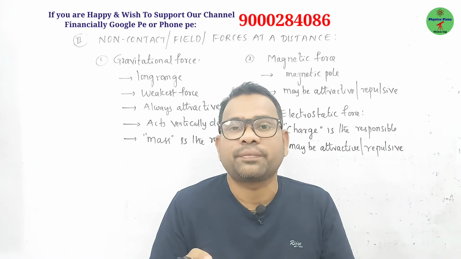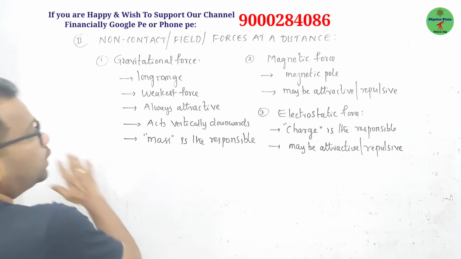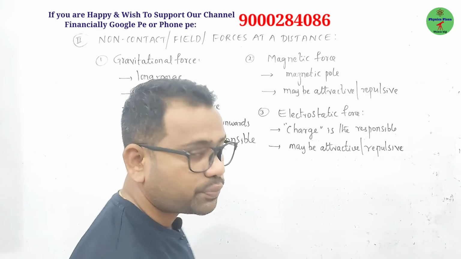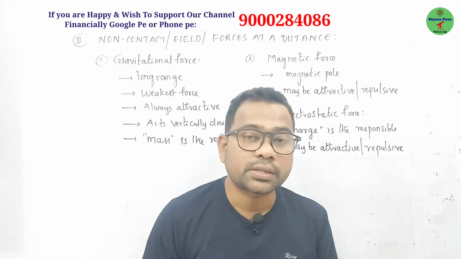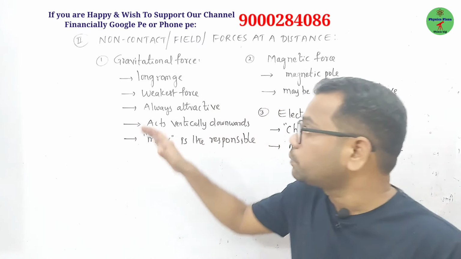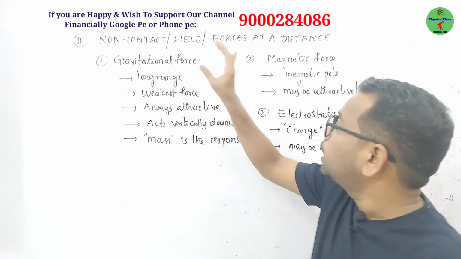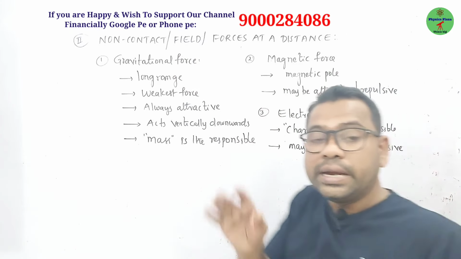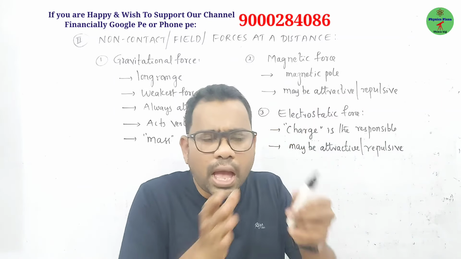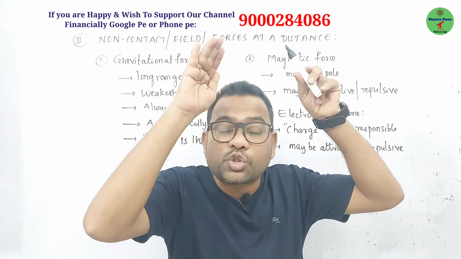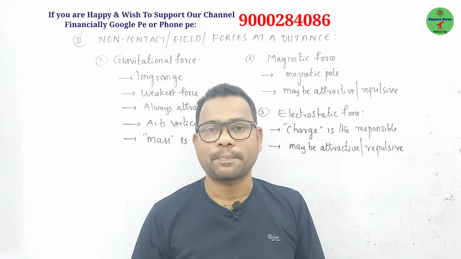Dear children, so these three come under non-contact forces, that is the similarity. So what is the similarity the exam asks? These three are non-contact forces. Second similarity: the magnitude of the gravitational force, the magnetic force or the electrostatic force decreases with distance. As you move far, the strength of the force keeps on decreasing.